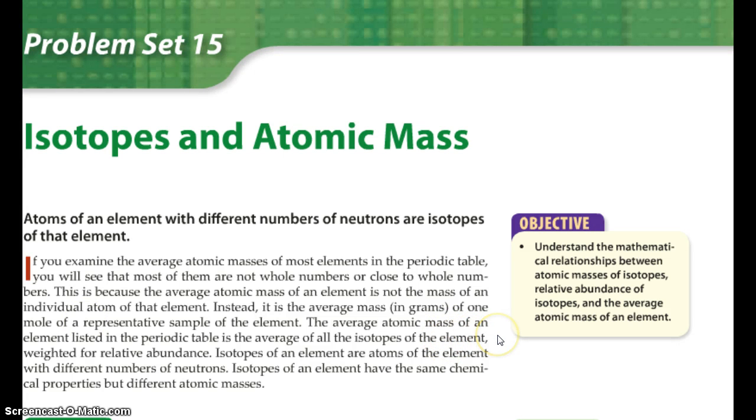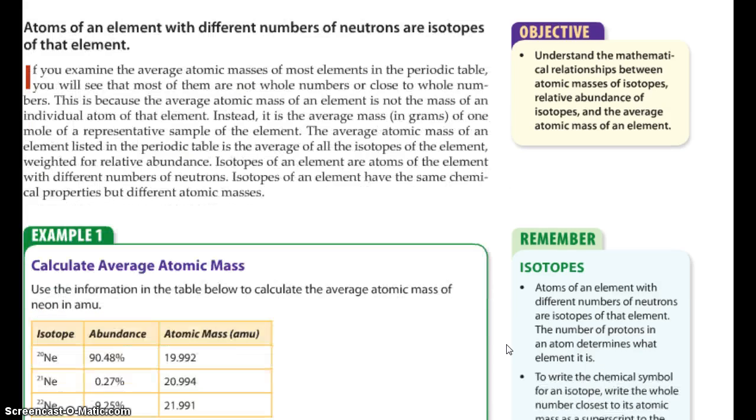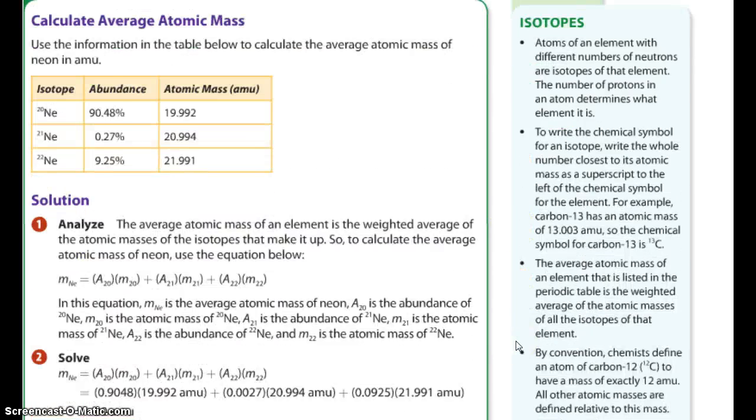The average atomic mass of an element listed in the periodic table is the average of all the isotopes of the element weighted for relative abundance. Isotopes of an element are atoms of that element with different numbers of neutrons. Isotopes of an element have the same chemical properties but different atomic masses. Sometimes they can have tiny bit differences in properties, but overall it's the same. All right, and let's start the first example in our next video.